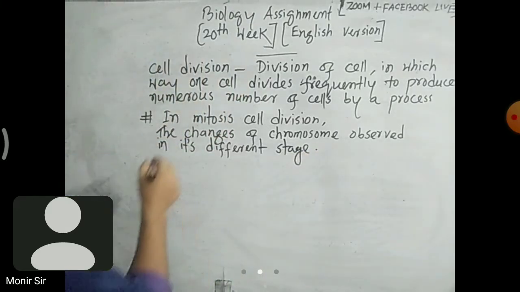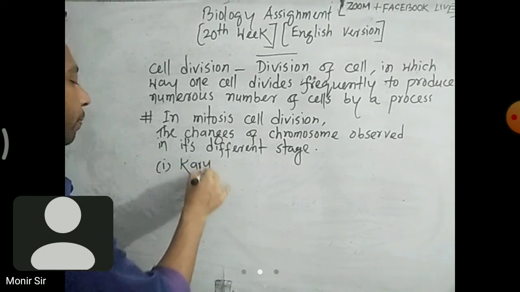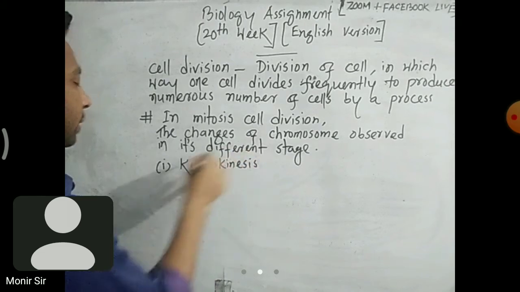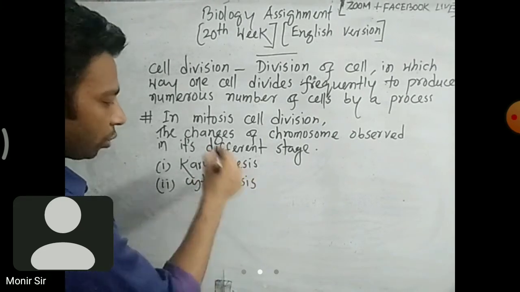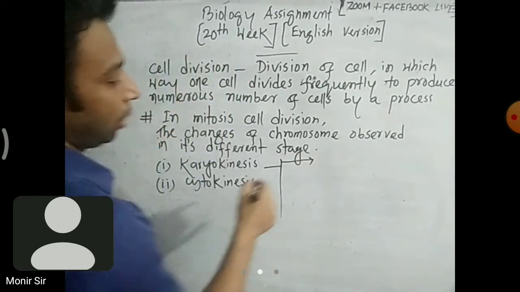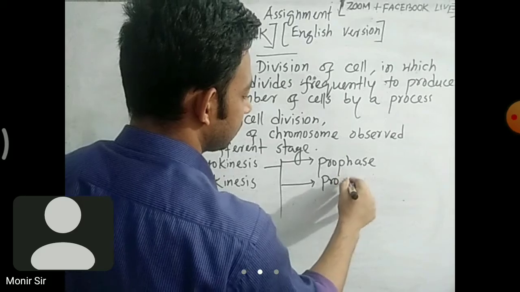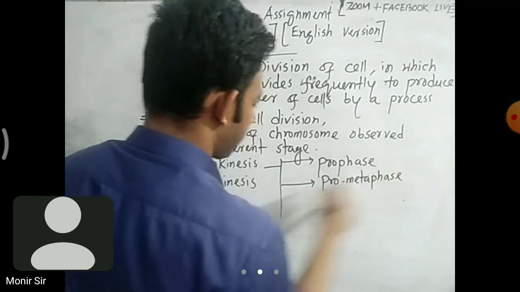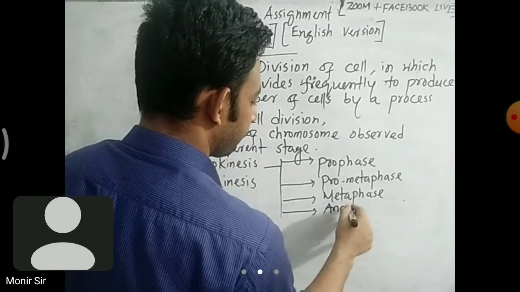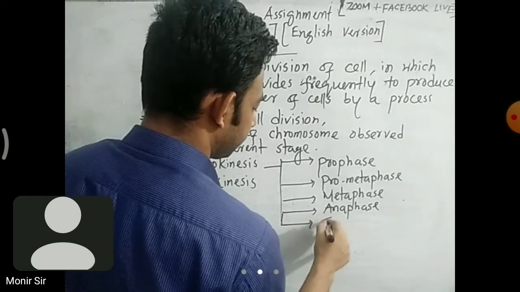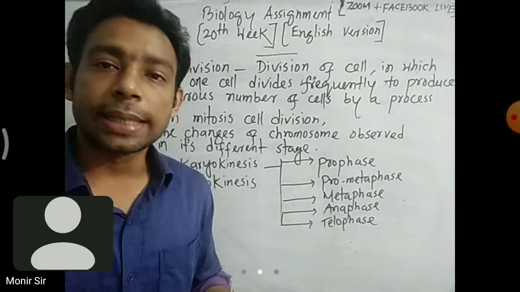We know that mitosis cell division is categorized into two stages. The first one is karyokinesis, and the second one is cytokinesis. Here we will explain all the phases: the prophase, then prometaphase, metaphase, anaphase, and telophase.